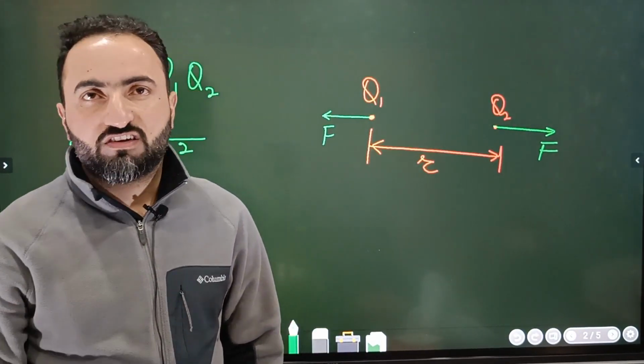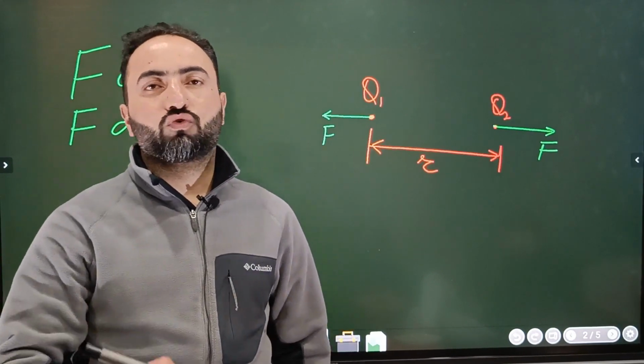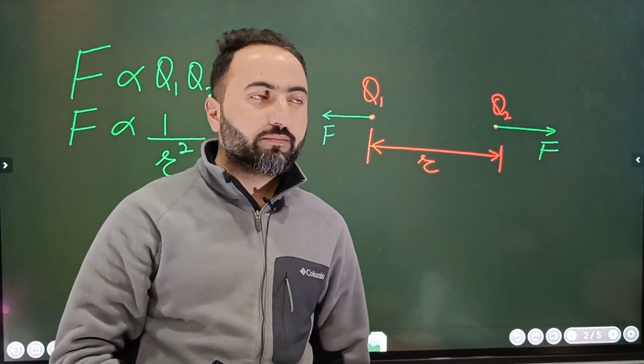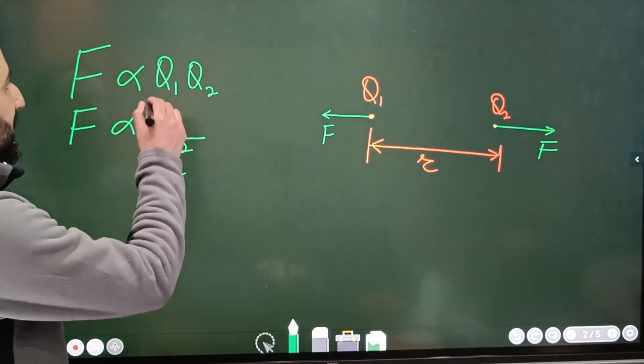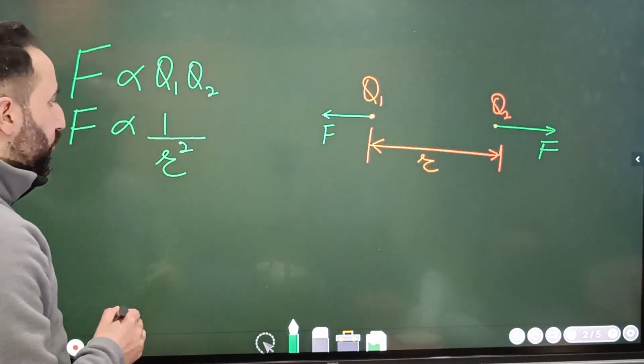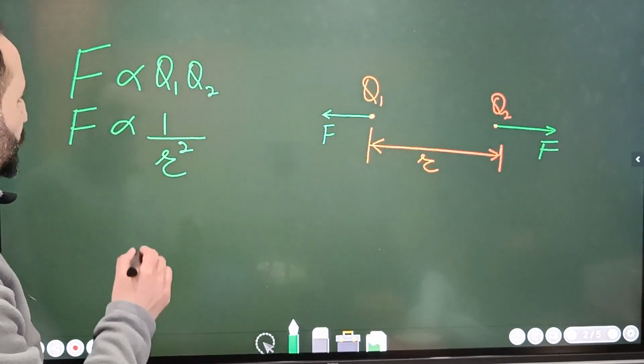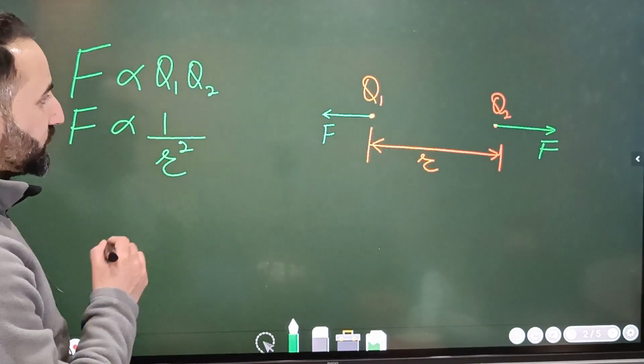If you increase the distance 3 times, the force will become F/9, and so forth. Okay? Now force is directly proportional to Q1, Q2. Force is inversely proportional to r square, or it's proportional to 1 divided by r square.